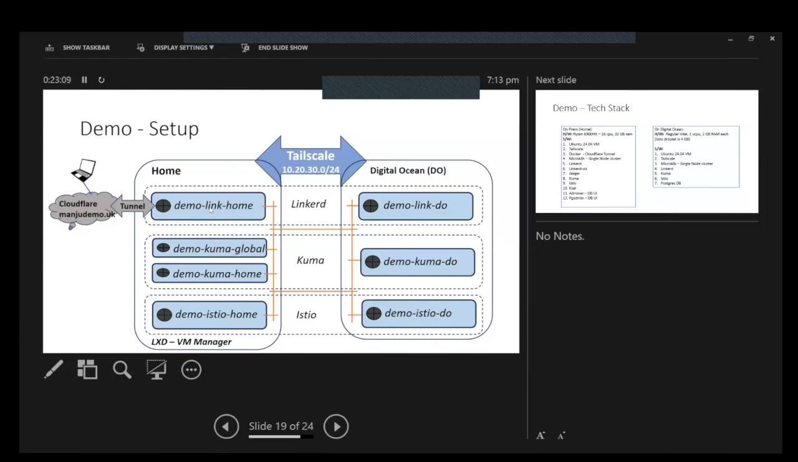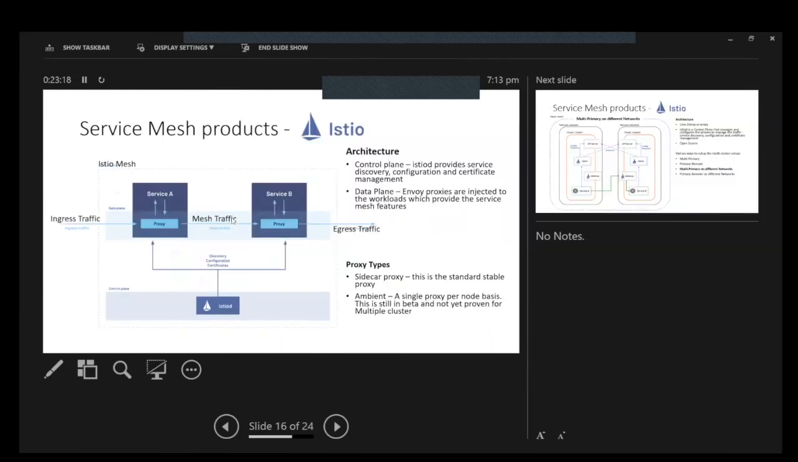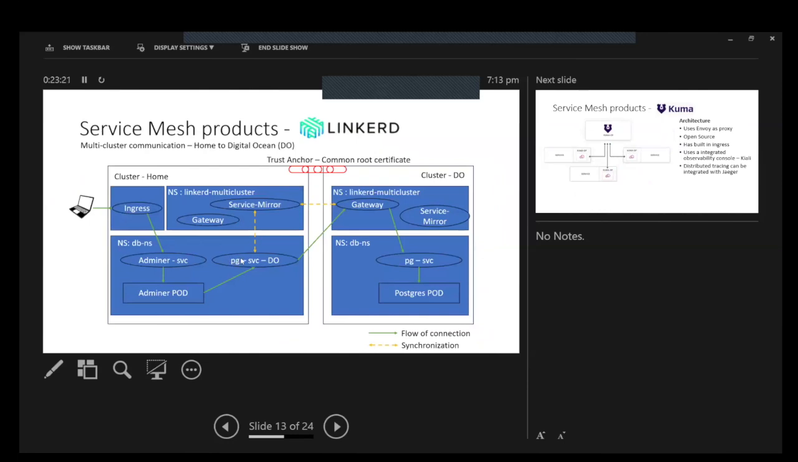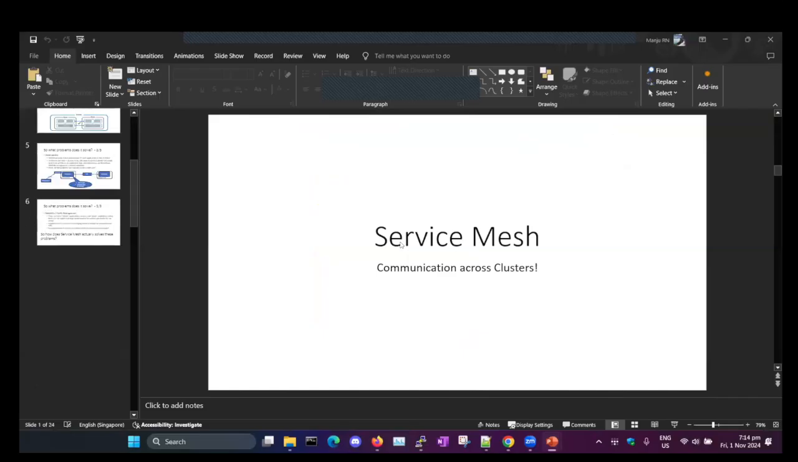This one is for Linkerd, this one is for Kuma, and this one is for Istio. I've connected Cloudflare to connect to this channel, right? So this is what I'm going to display in the call. I'm going to deploy two containers, an Adminer app and a Postgres app, in two different clusters. When I deploy this service mesh, it will automatically create the same service name, but it injects it with the DigitalOcean one as a link. Let's just try that out.